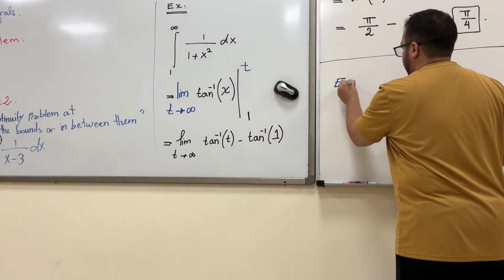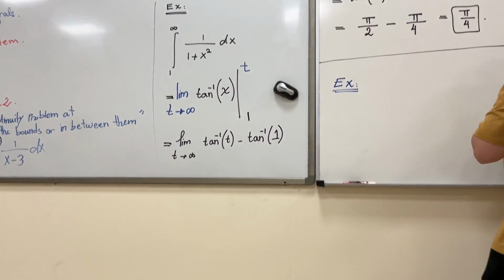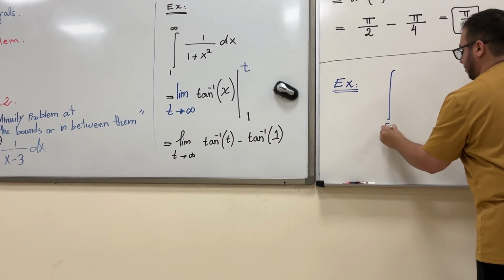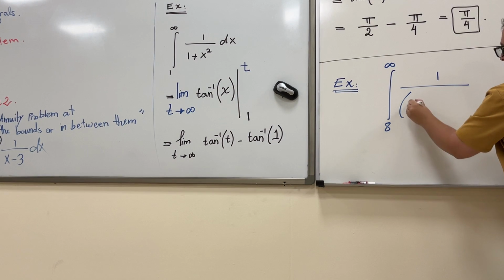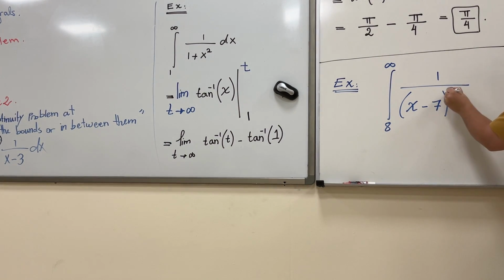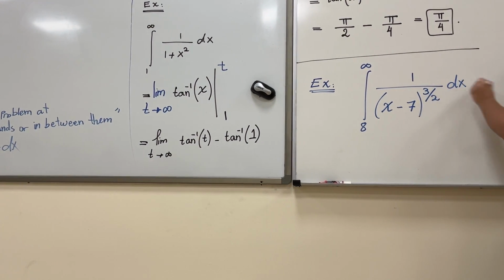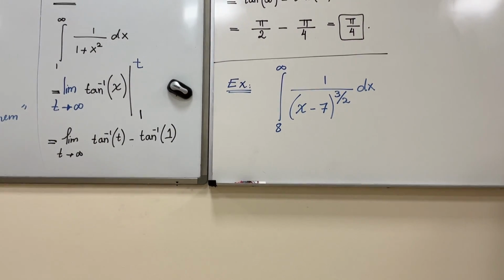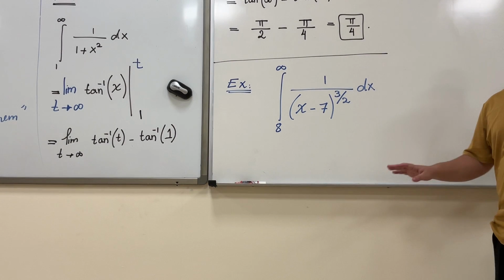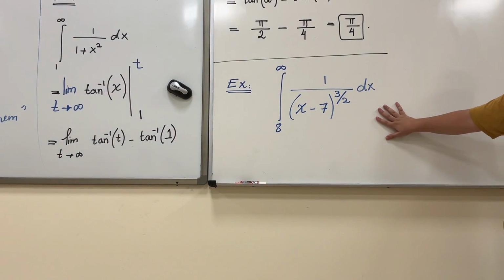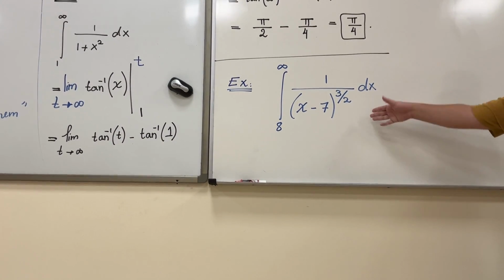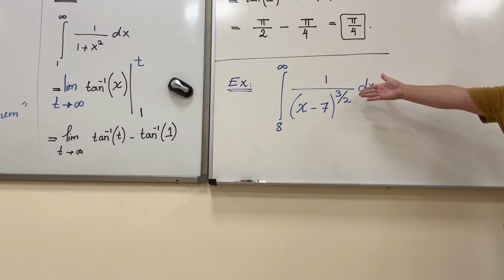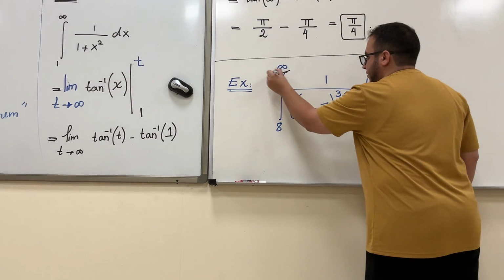So let's take something hard. Let's do a to infinity, 1 over x minus 7 to the power 3 over 2. Okay, let's do this. This is nice. So first, which type is this? Type 1 or type 2? Type 1. You need to have eyes to just answer this question, right? This is type 1. Clearly I have an infinity.